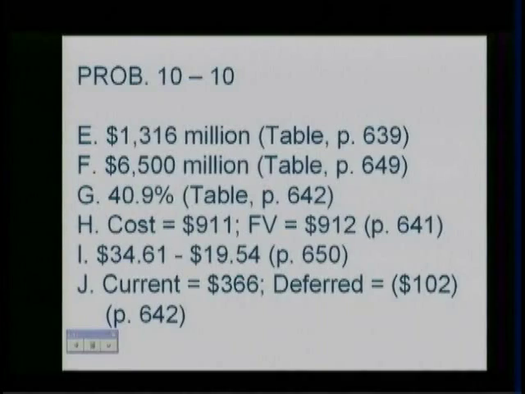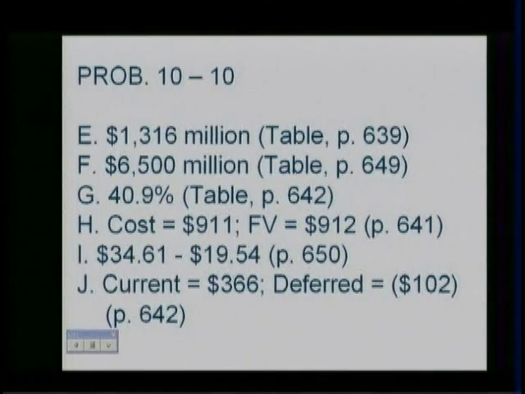Then in the next few, they ask you to find the data in the notes to the consolidated financial statements. So these you're going to have to hunt through the notes and figure them out. For example, the amount of work in process inventory, I found that in a table on page 639 as being $1.3 million. Total revenues from unaffiliated customers earned in Europe. This is part of their segment information. I found that on page 649 in a table.